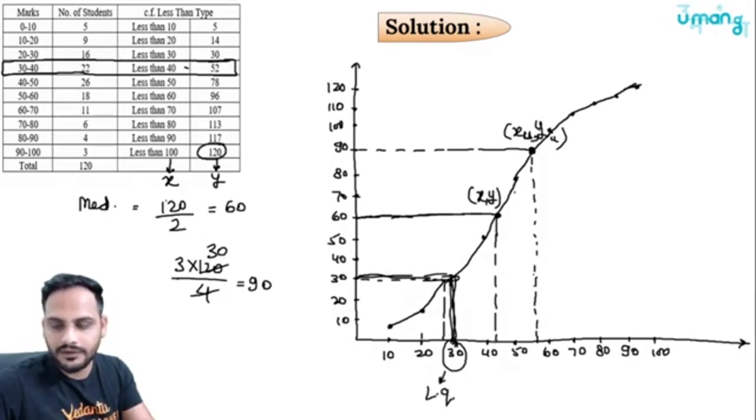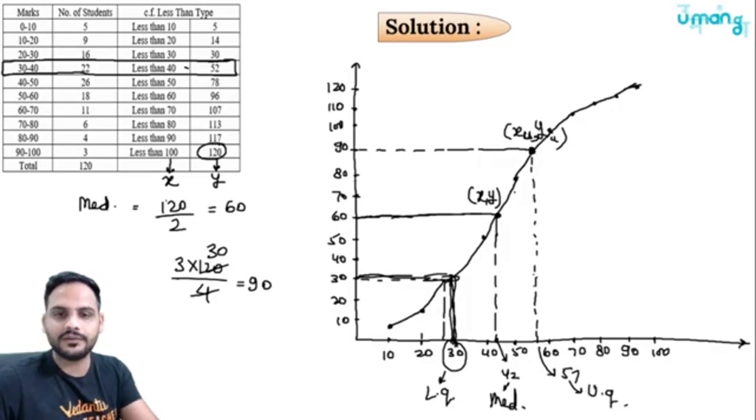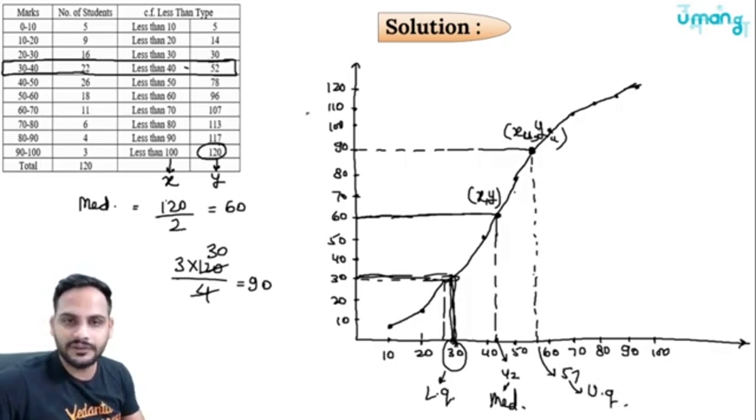This point here was 42. This will be your median. And here this point is 57. It will be your upper quartile. So just look at these points. Got it? So this is how this question will be done.